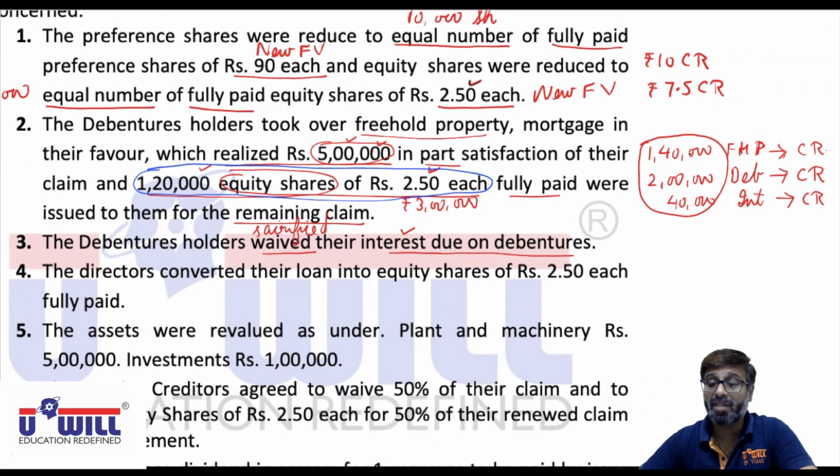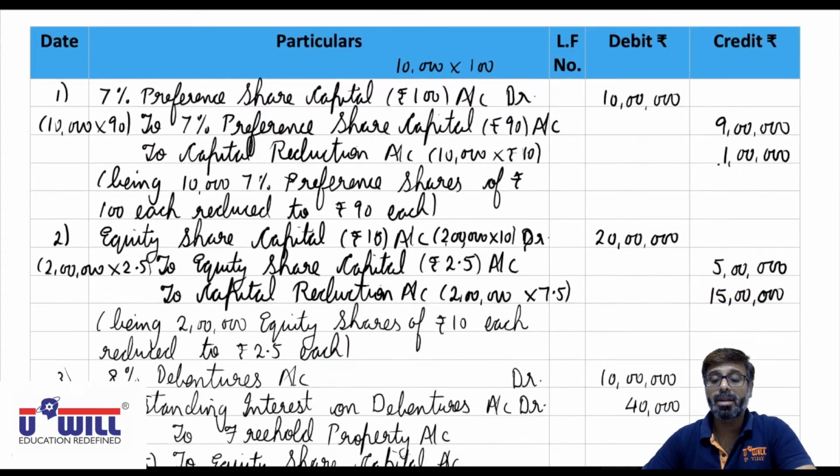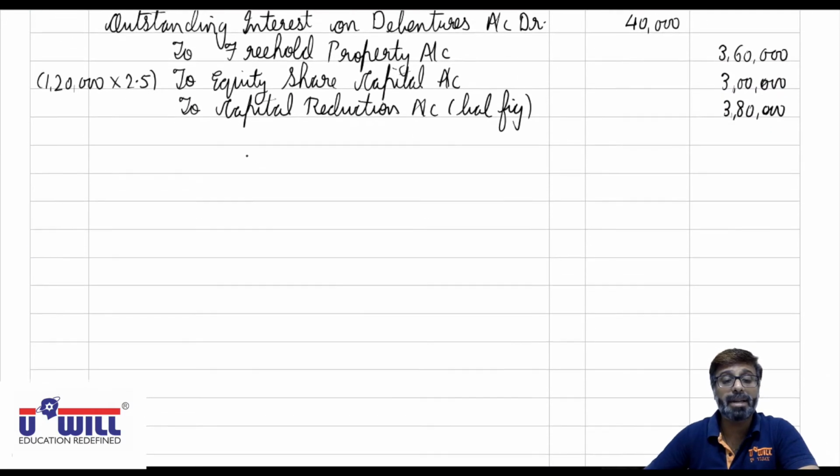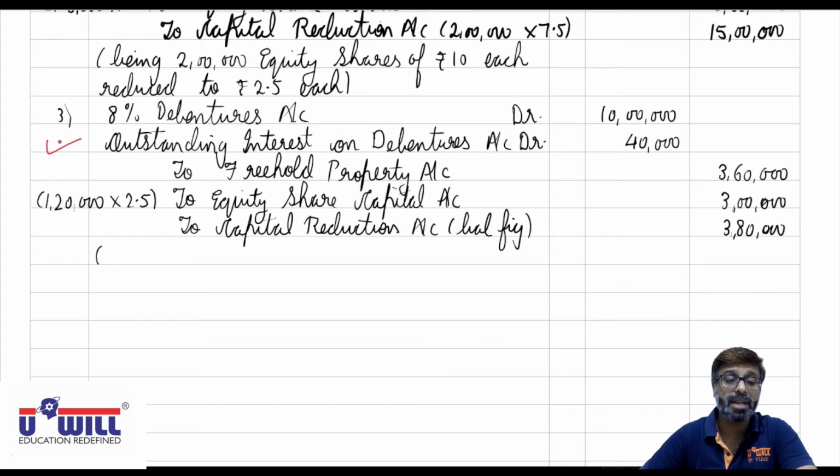Out of 3,80,000, 1,40,000 is the increase in the value of freehold property. 2 lakhs is sacrificed by debenture holders, because against 10 lakhs we are paying them 5 lakhs of property plus 3 lakhs of equity shares, 8 lakhs. So 2 lakhs is what they are sacrificing, and an entire interest of 40,000. I already gave you that explanation, but even if you don't, whatever balancing figure remains, transfer to capital reduction. You can rewind and listen again if there is any confusion, but this entry of debentures here is very important.